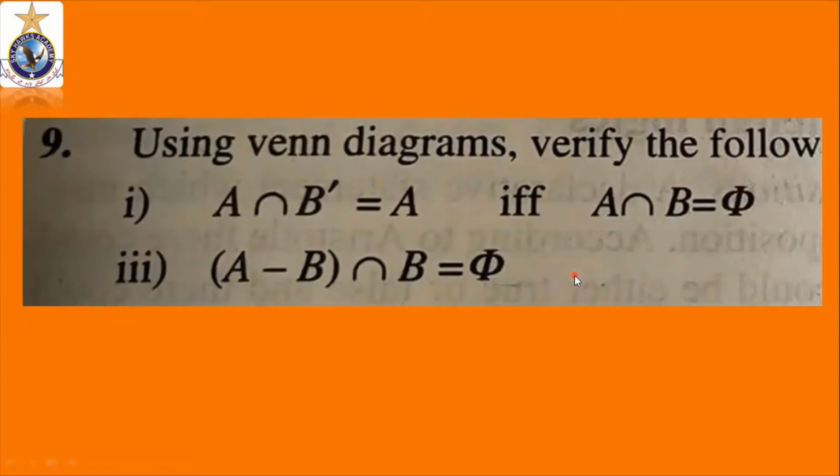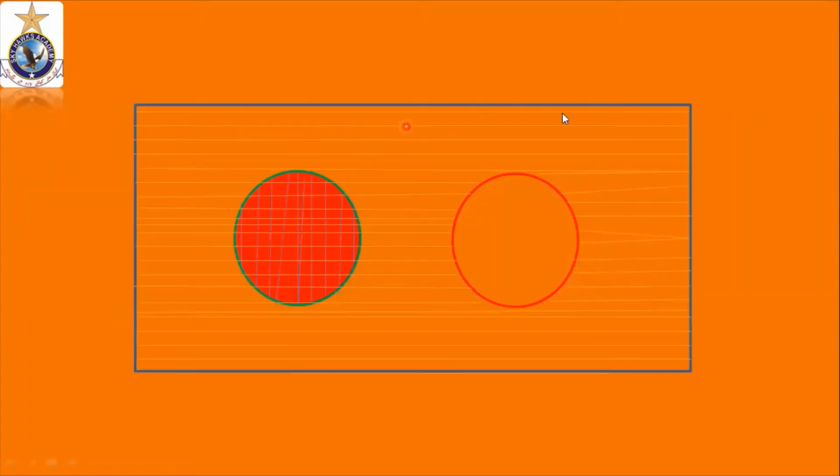So how will we solve this? Look at this. This bigger one is the universal set. That is the universal set U. Each and everything is listed over here. And let's suppose A and B are the two sets. And if this set is representing the B set, and this is A.